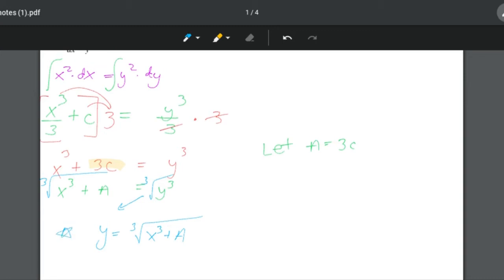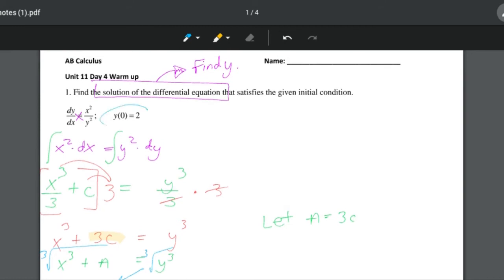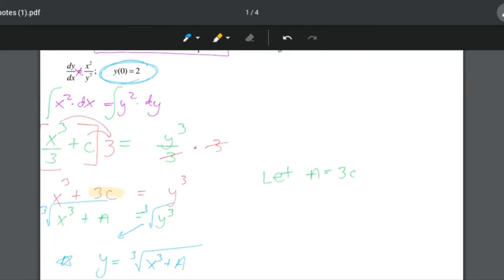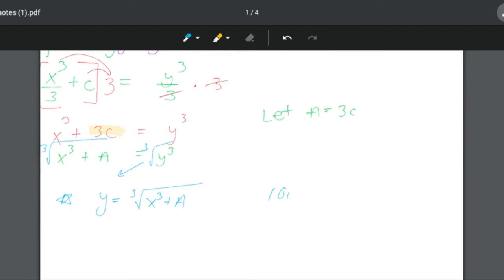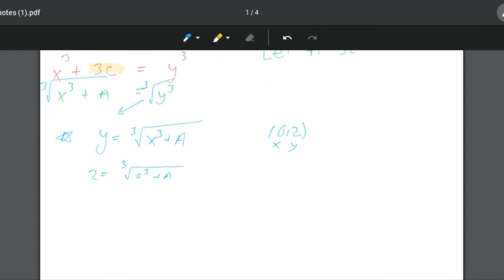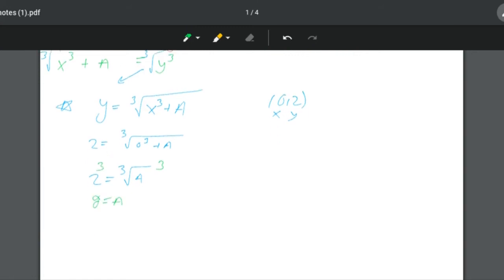A is the constant. So that's when you go back up here to the problem. They gave us that point 0, 2. So we're going to plug in the point 0, 2 for x and y, and we can solve for a. So 2 equals the cube root of 0 cubed plus a. 0 cubed is 0. So really you get 2 equals the cube root of a. And if we want to get a by itself, we have to get rid of that cube root. So you could just cube both sides. 2 to the third is 8. So we get 8 equals a.